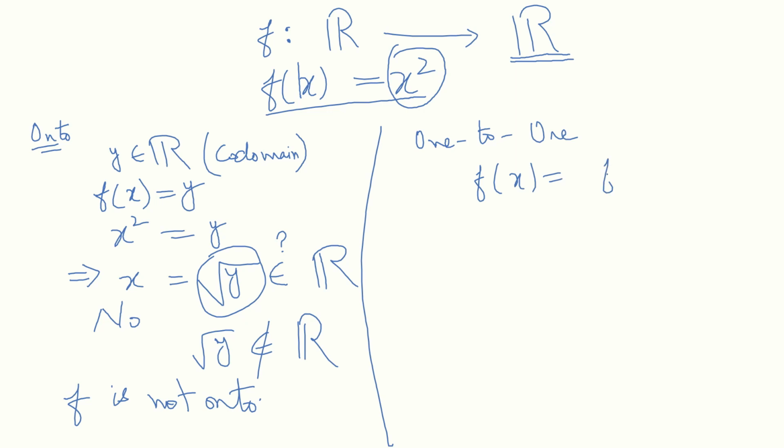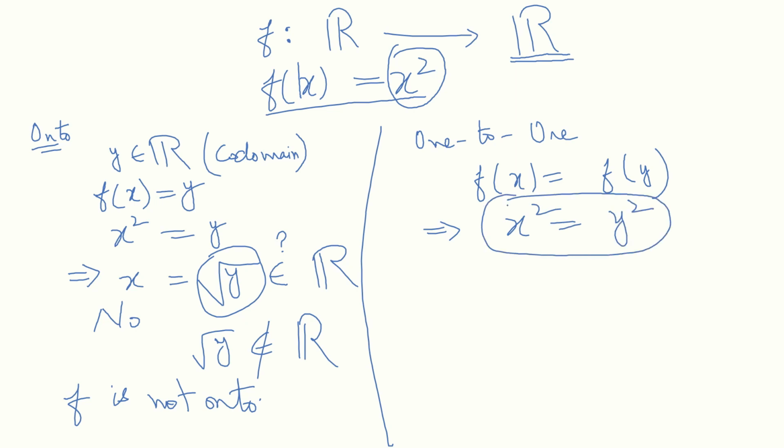Suppose f of x is equal to f of y for some elements x and y. This means that x squared is equal to y squared, but from this equation we cannot infer the equality of x and y because x and y may be different but their squares may be the same.